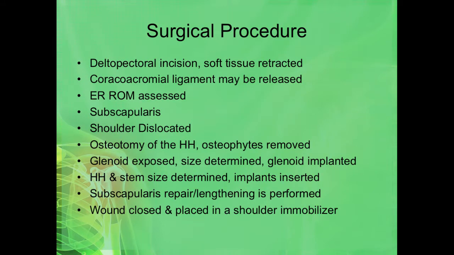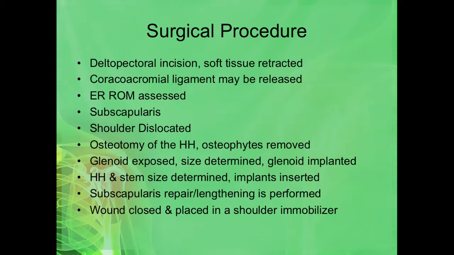So what happens when you have a total shoulder? Once again, the deltopectoral region is incised, the soft tissue is retracted, meaning the deltoid and the pec muscle are separated. The coracoacromial ligament may be released. They look at how much external rotation the patient has, because if they have severe limitations, they may have to do a loosening procedure of the subscap. They dislocate the shoulder joint.